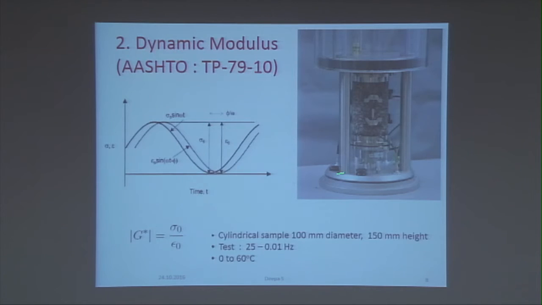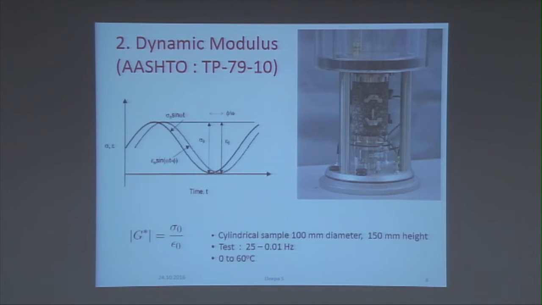We know the load is applied from the bottom, and the resulting deformations are measured using 3 LVDTs which are fixed 120 degrees apart. This is the test setup, and this is the load waveform, and epsilon is the strain. We know that the strain lags the stress by delta, which is the phase angle, and dynamic modulus is defined as the ratio of the peak stress to the peak strain values.